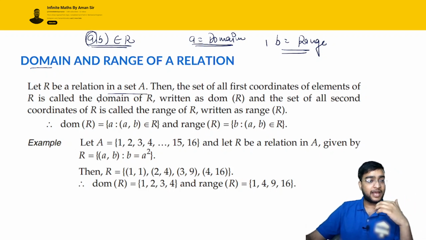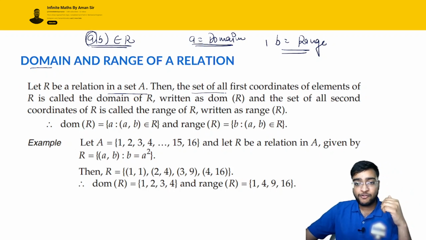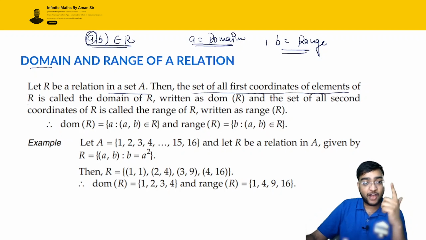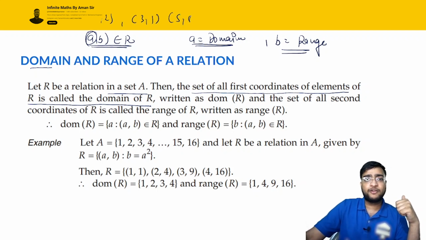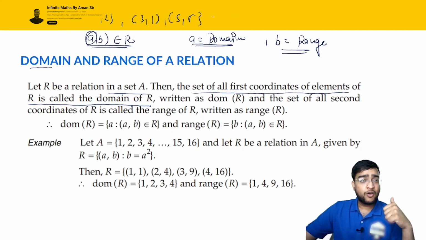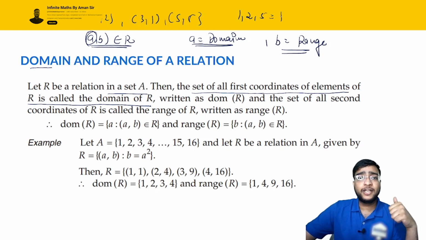No problem, sir. R is a relation on the set. Then the set of all first coordinates in the elements of R is actually the domain of R. So if I take the relation with the pairs (1, 2), (3, 1), and (5, 5), then in this whole relation, 1, 3, 5 is my domain.